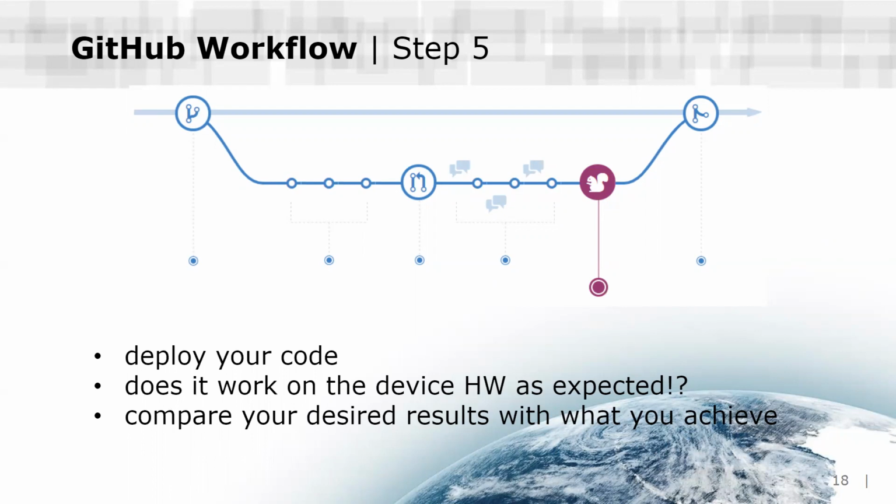So step 5: we've gone through that review process, and we're now just about to push it back into main. We are going to deploy the code and make sure it's working as expected on hardware. All of these last steps are actually mixed together, but to outline them, it's easier to put them in procedure. You should always make sure that your code works on the hardware and works as expected. Basically, do your desired results meet what you are actually achieving?